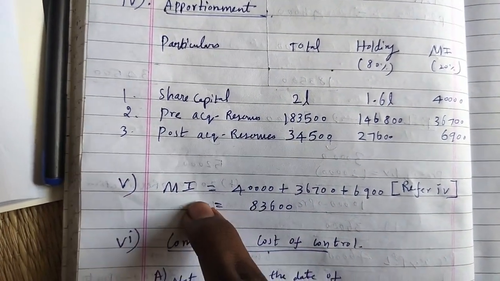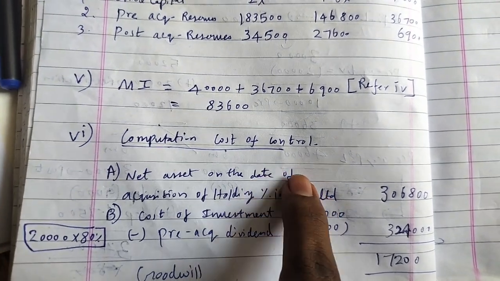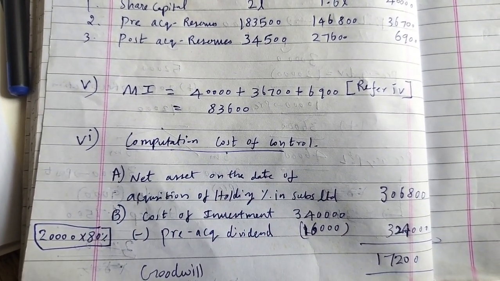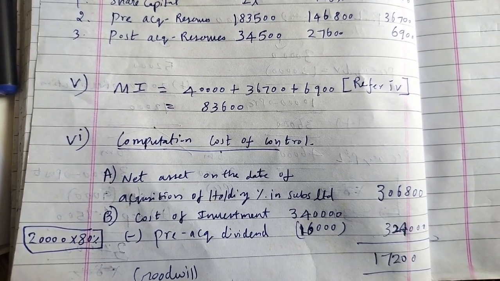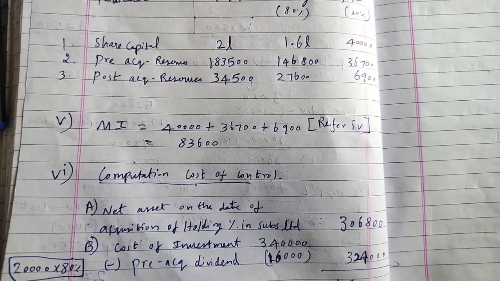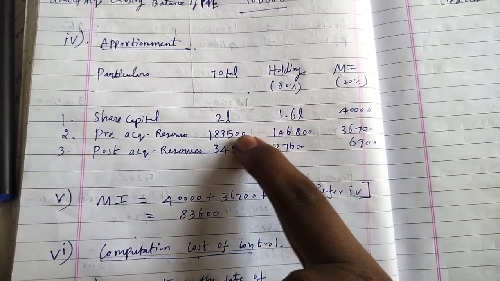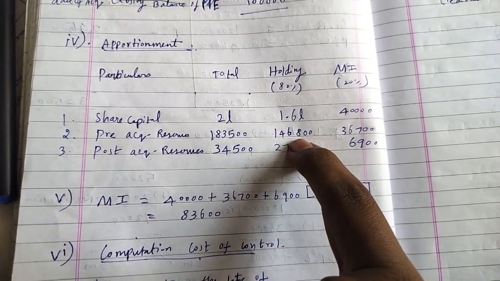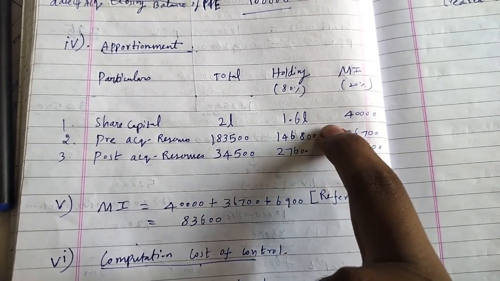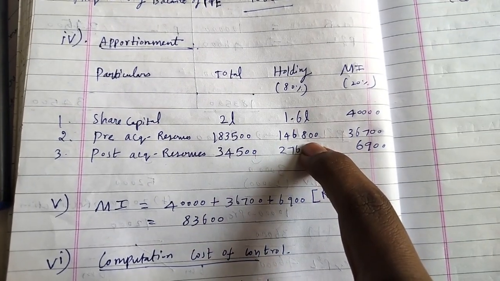After computing minority interest, we need to compute cost of control, like goodwill or capital reserve. What is the formula of cost of control? Net asset on the date of acquisition minus cost of investment. Net asset on the date of acquisition: see the fourth point, 1.6 lakh plus pre-acquisition reserve, because on the date of acquisition there will not be post-acquisition. So take share capital plus pre-acquisition reserve. Share capital plus reserves and surplus equals net asset.